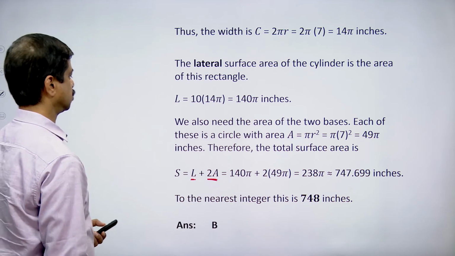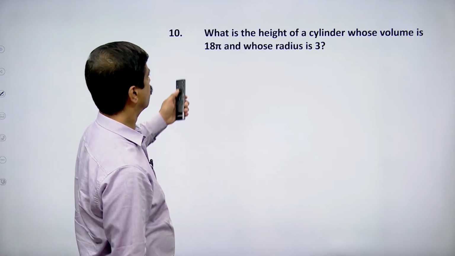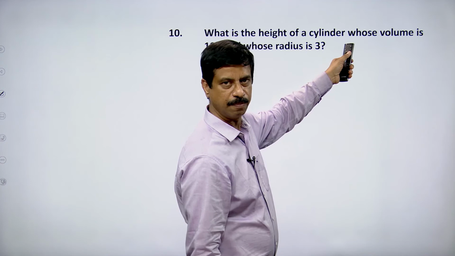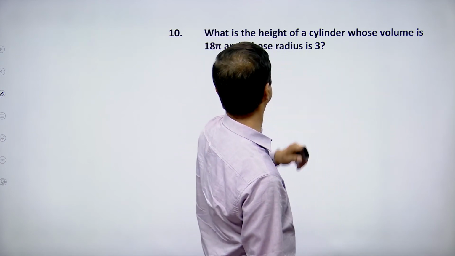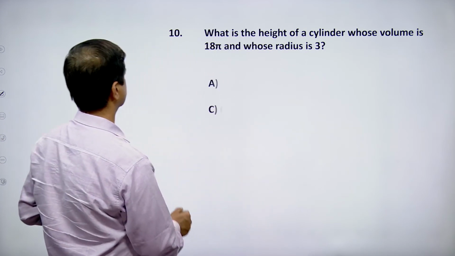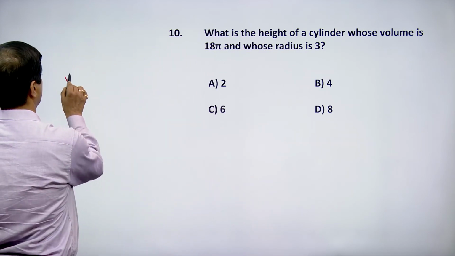Okay, so let us go to the next question. What is the height of the cylinder whose volume is 18 pi and whose radius is 3? Height of cylinder is how much? So, options are given.